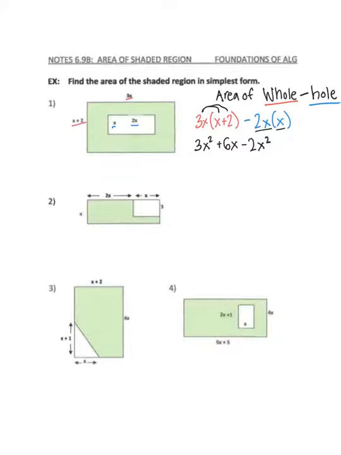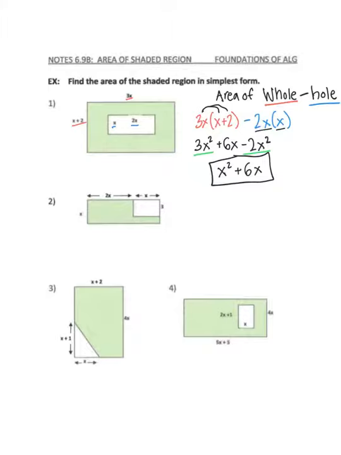Now our final step here, we can combine any like terms. So we've got 3x squared minus a 2x squared. That gives us just a 1x squared. And we still have plus 6x. So this is our answer of the area of the shaded region in simplest form.